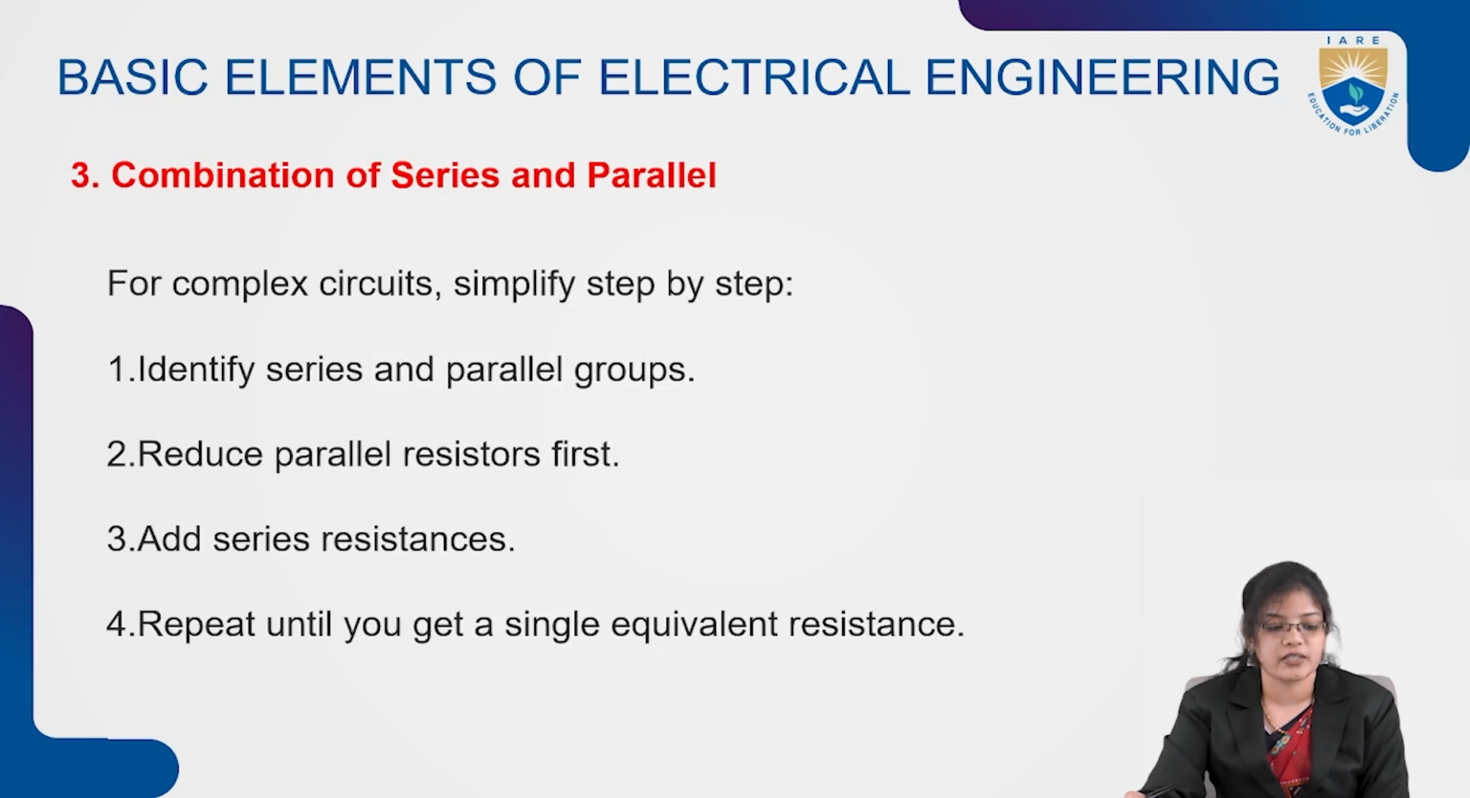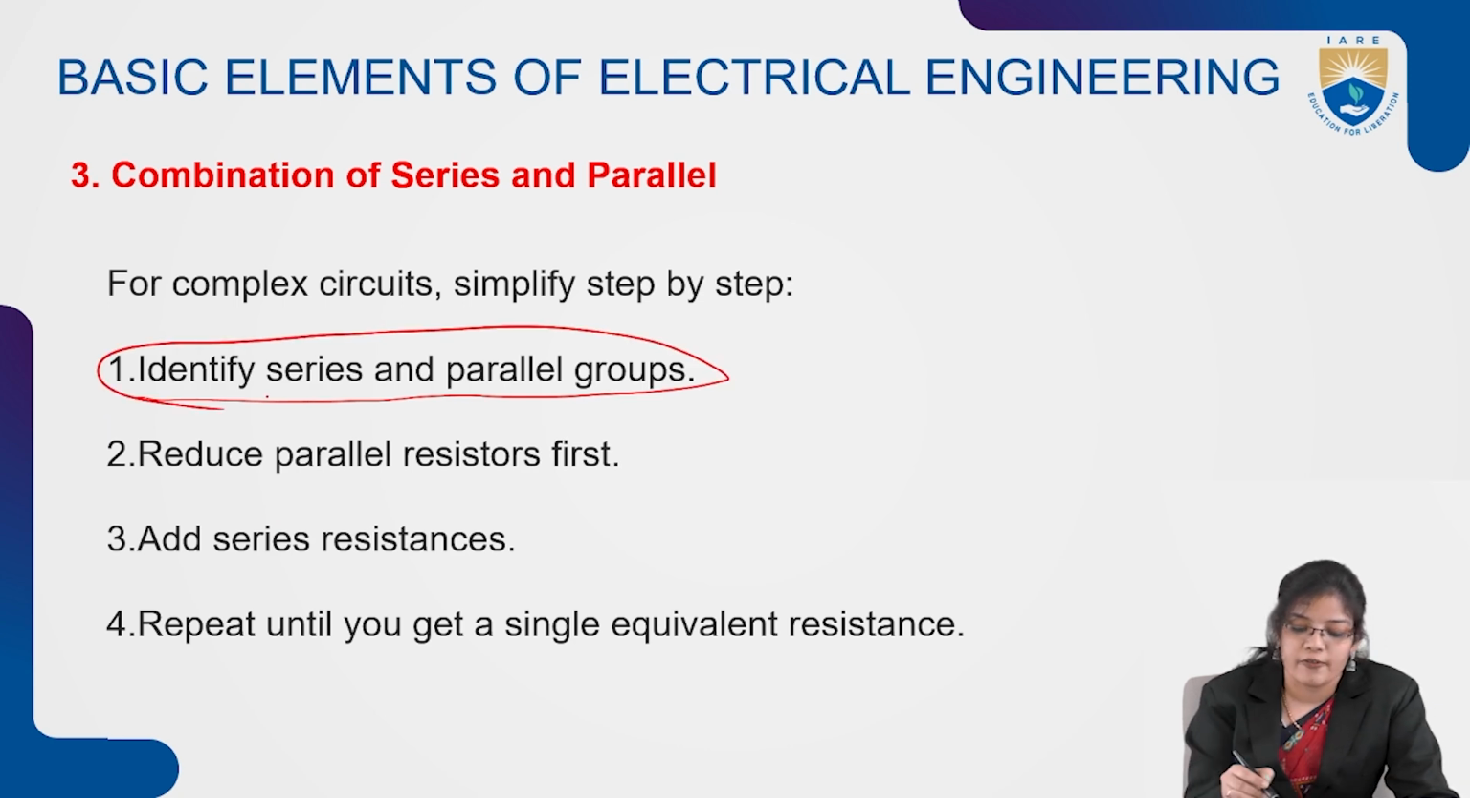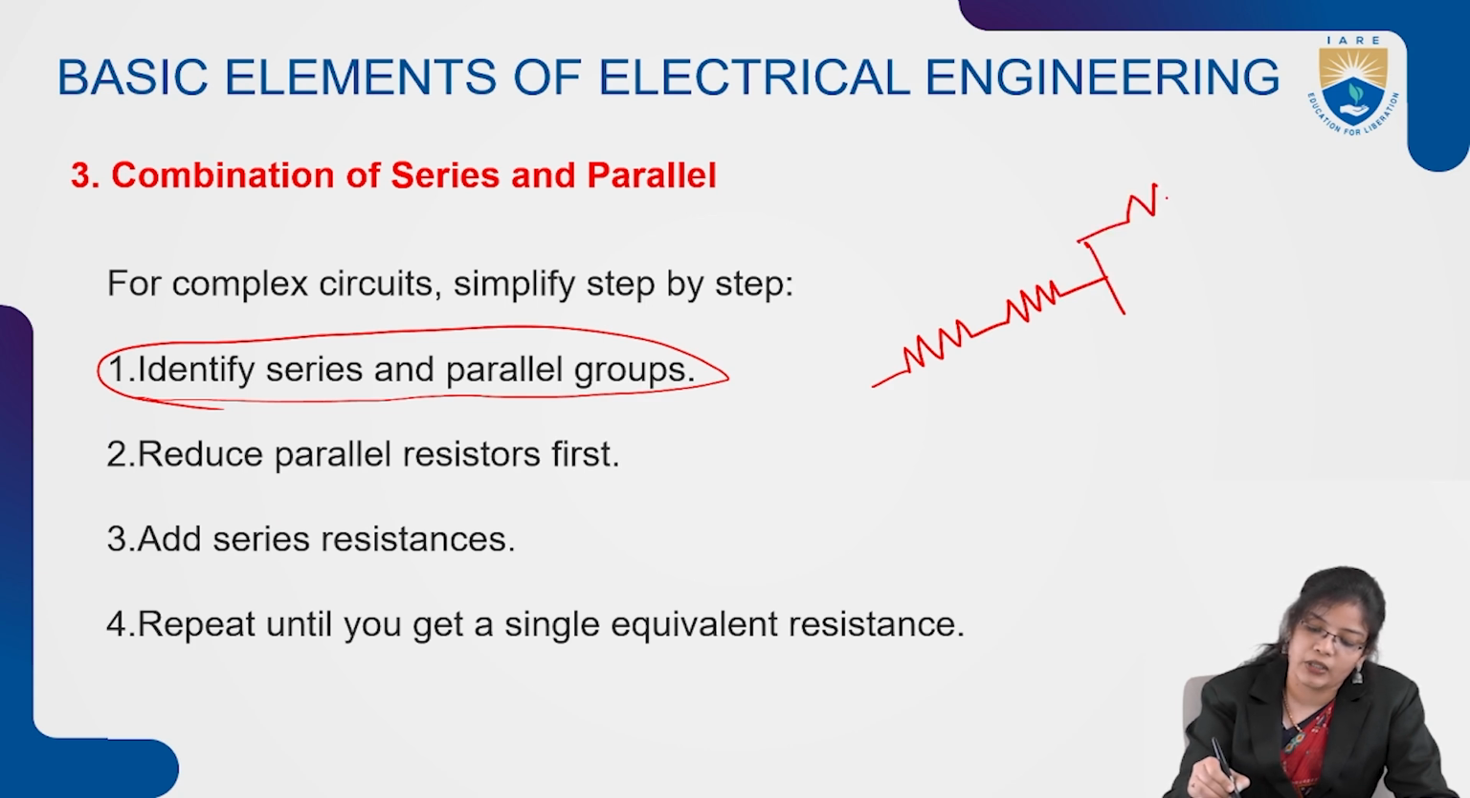And moving to the next, combination of series and parallel. So here are a few points we need to follow when the resistances are connected in a combination of series and parallel. First thing, for a complex circuit, simplify with a step-by-step procedure. The first point will be to identify the series and parallel groups. If we take one example, here are two resistors connected in series and two resistors connected in parallel.